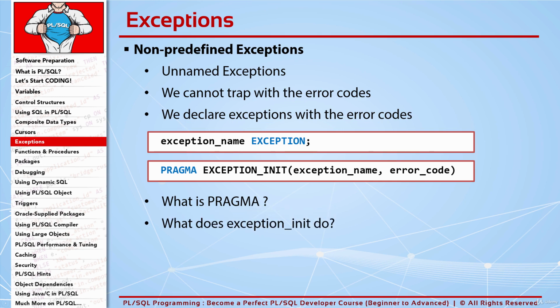It says to the compiler, "Hi compiler, when you face this error code, know that it has this name. And when I say this name, know that this name refers to this specific error code. I declare this name because I will use it somewhere." Great. To define a non-predefined exception, we first declare an exception name with the exception type, then we assign an error code to this exception using the PRAGMA EXCEPTION_INIT method.